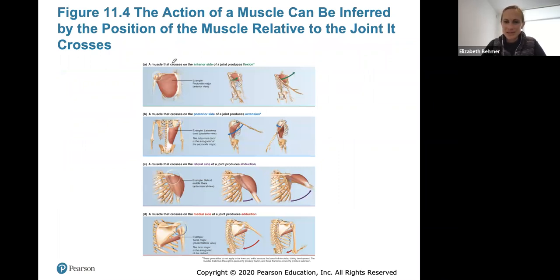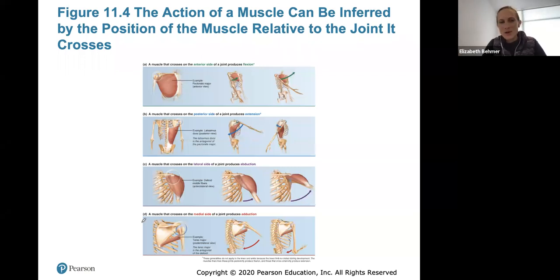A muscle that crosses on the anterior side of a joint will always produce flexion. A muscle that crosses on the posterior side of a joint produces extension, or straightening. A muscle that crosses on the lateral side of a joint produces abduction, so taking a muscle or body part away from the midline of the body. And a muscle that crosses on the medial side of a joint produces adduction, or bringing it back.